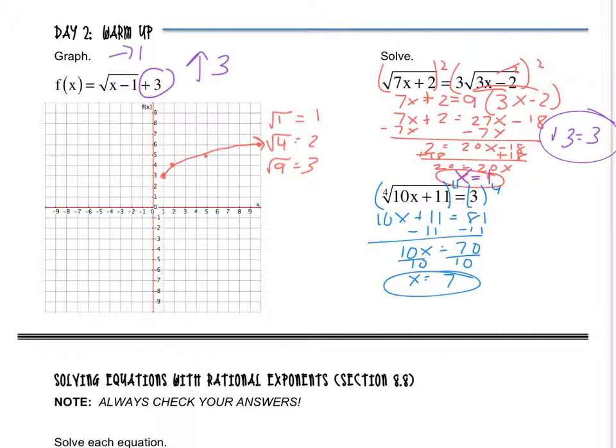Then I go back to and check my answer. I'm going to fill in 7 here. 7 times 10 is 70. 70 plus 11 is 81. Whoops. So I have the 4th root of 81 equals 3. Now, the 4th root of 81 is 3. So 3 equals 3, and that also checks out.